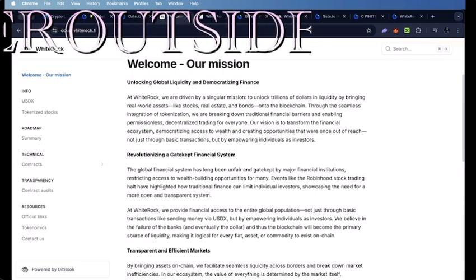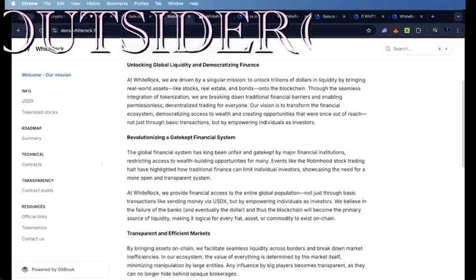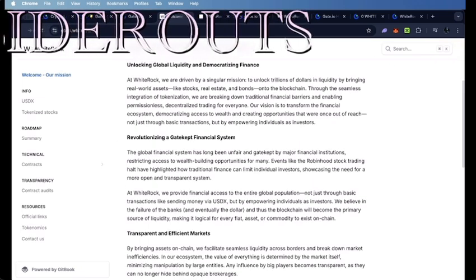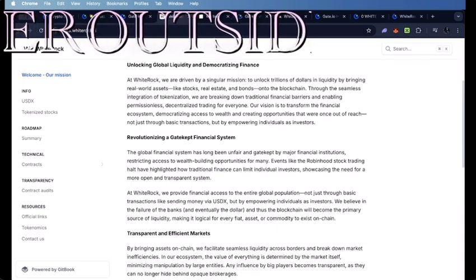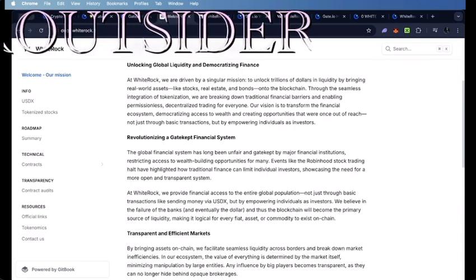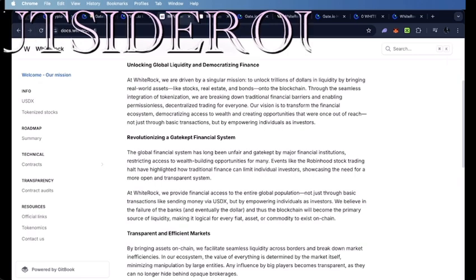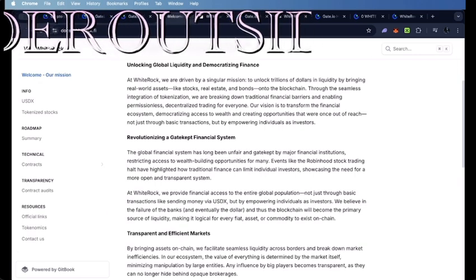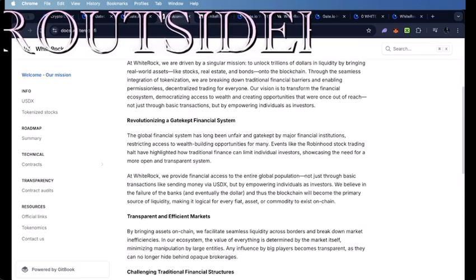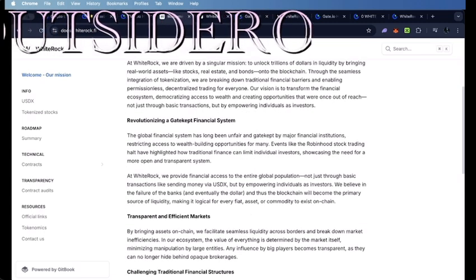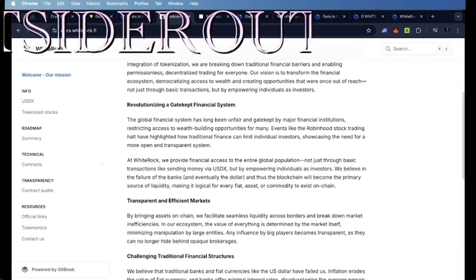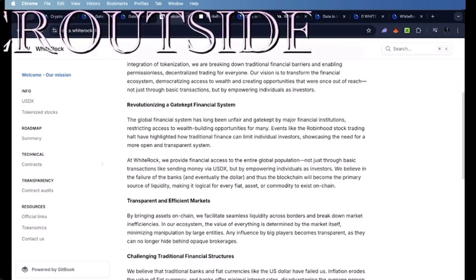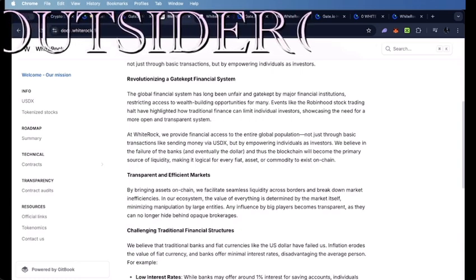The global financial system has long been unfair and gatekept by major financial institutions, restricting access to wealth building opportunities for many. Events like the Robinhood stock trading halt have highlighted how traditional finance can limit individual investors, showcasing the need for a more open and transparent system. At White we provide financial access to the entire global population, not just through basic transactions like sending money via USDX, but empowering individuals as investors.